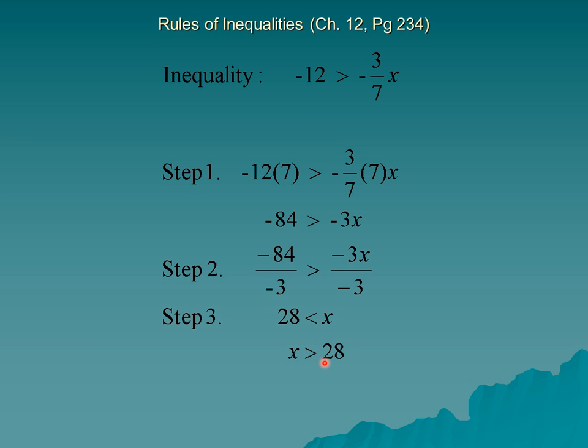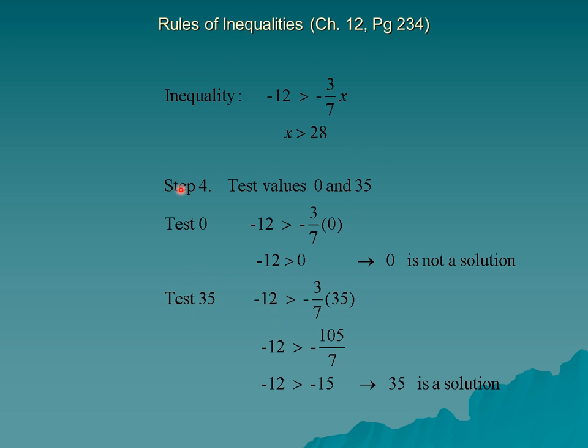On the next page, we will try to apply some values. According to the solution, x must be greater than 28, right? So we have chosen two values. One is 0, another is 35. Technically 0 should not be the right solution, right? Because this is not greater than 28. We applied 0 in the original equation, and we found negative 12 greater than 0, which is false, right? Because any negative number is less than 0. That is not a solution. We know it, and we just tested.